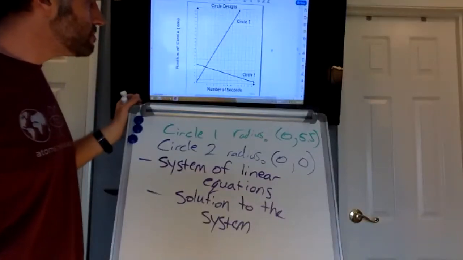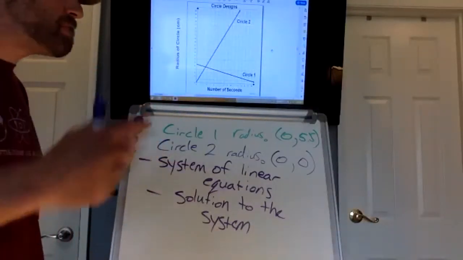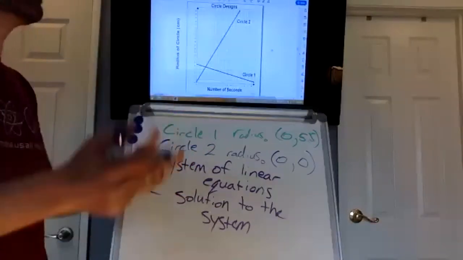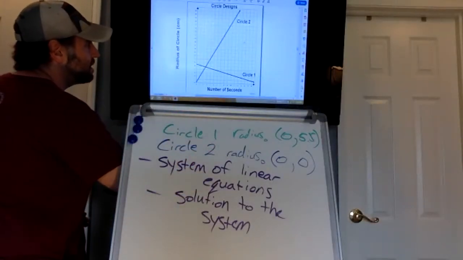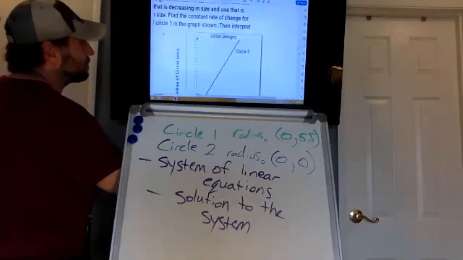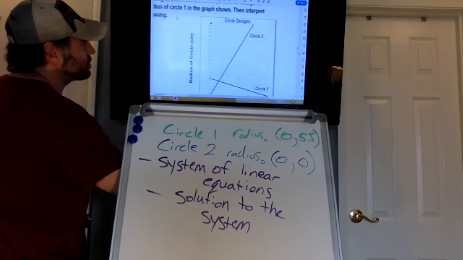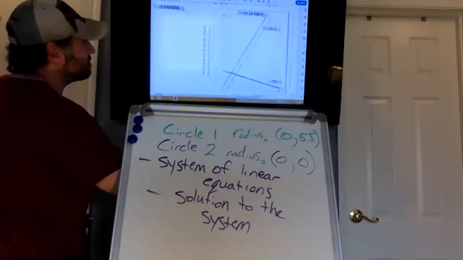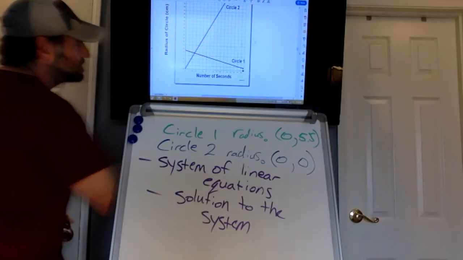Then circle 2 becomes bigger. Okay, so now I think I've painted the picture for you of what's happening with these two circles. So what we can say is one is increasing at a constant rate and the other one's decreasing at a constant rate. It says here, find the constant rate of change for the radius of circle 1, then interpret its meaning. Well, I think that we already have its meaning. All right, so all we need to do is interpret it.